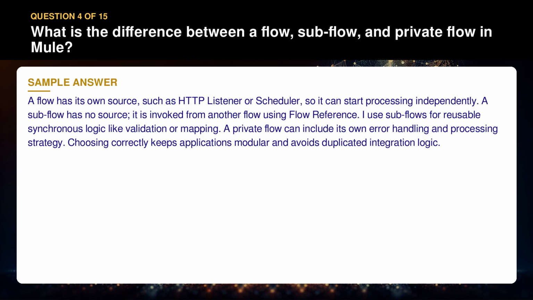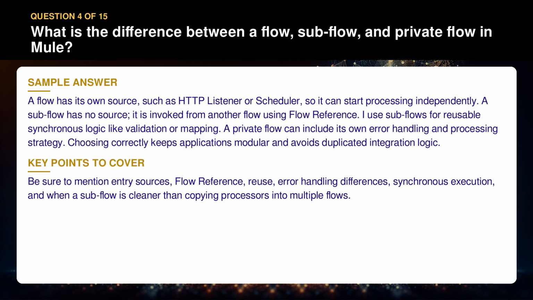A private flow can include its own error handling and processing strategy. Choosing correctly keeps applications modular and avoids duplicated integration logic. Be sure to mention entry sources, flow reference, reuse, error handling differences, synchronous execution, and when a subflow is cleaner than copying processors into multiple flows.